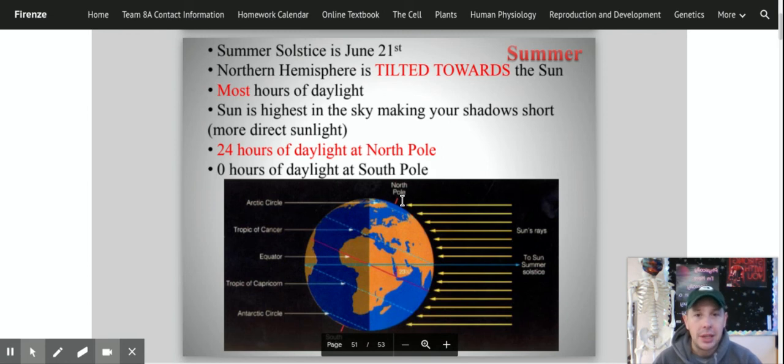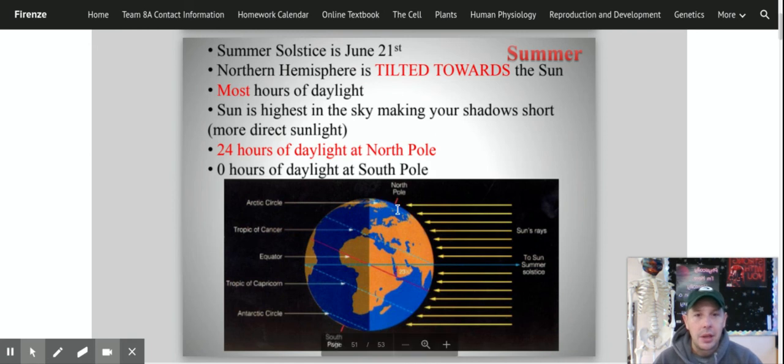So in June, it's always summertime in the north, wintertime in the south. Now, the reason for that is that the sun's rays are hitting us more directly. We're getting pounded with more sunlight here in the north, where in the south, it's getting less sunlight and it kind of skips off the earth.